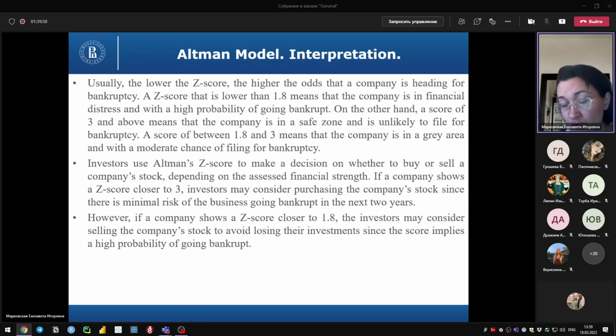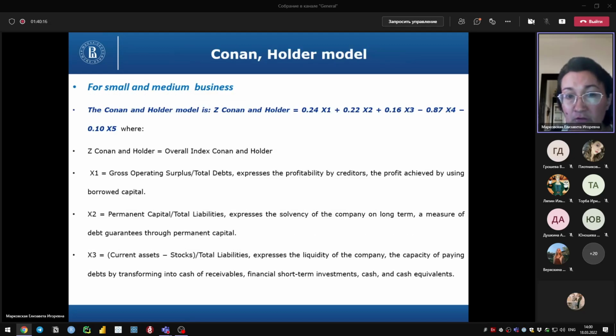If a company shows a Z-score close to 1.8, the investors may consider selling the company's stock to avoid losing their investments, since the score implies a high probability of going bankrupt. So this is the interpretation.